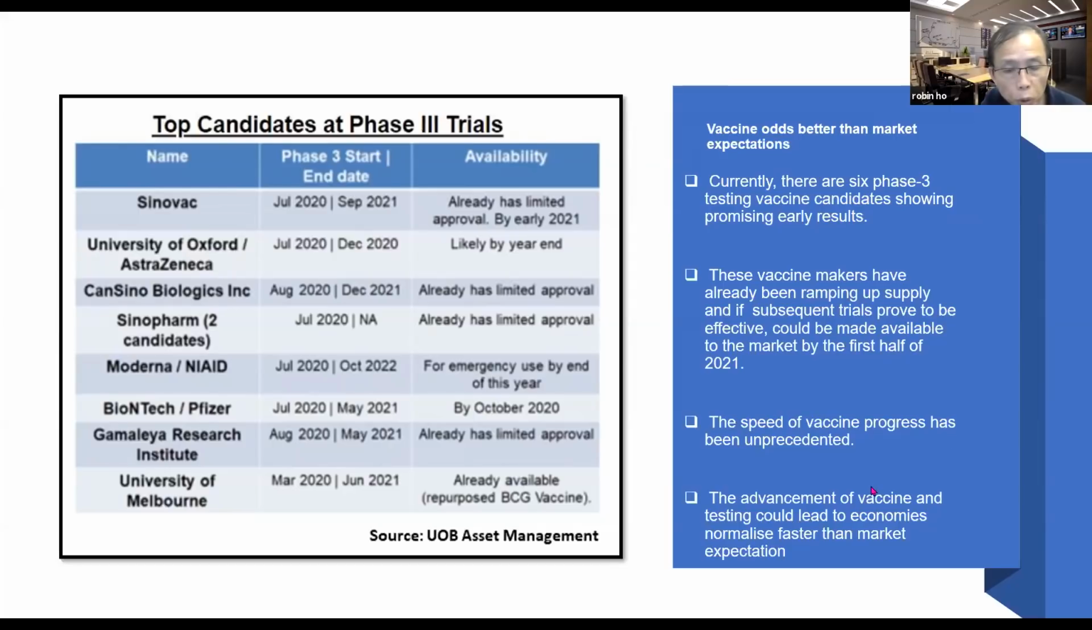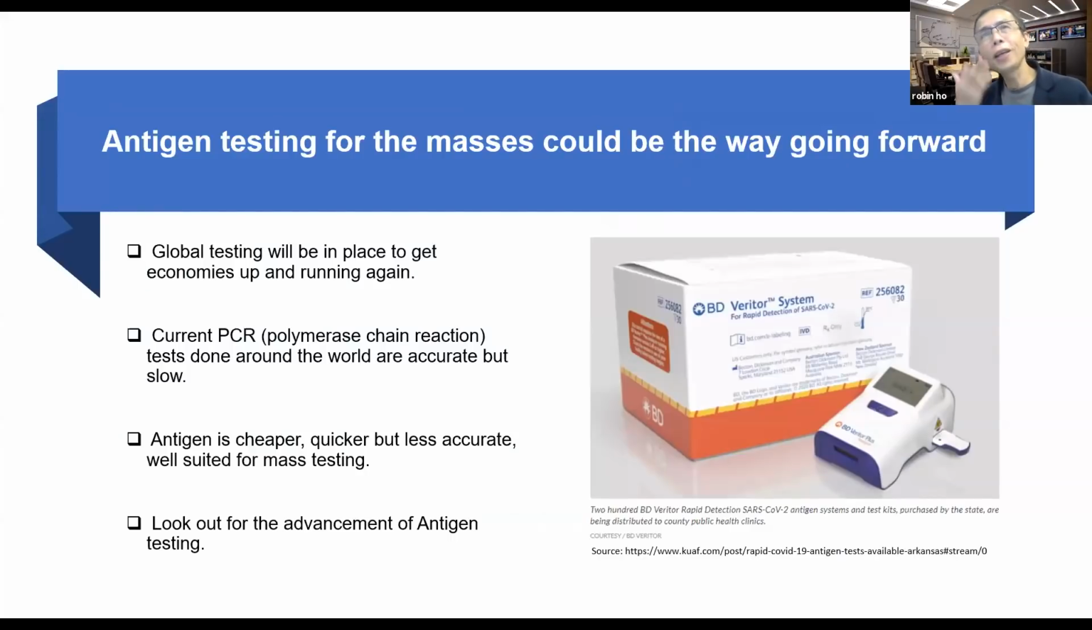So the speed of the vaccine progress is unprecedented. The advancement of vaccine testing could lead the economy to normalize. So expect the economy to normalize faster than expected. And the other thing about normalizing the economy really is not only about the vaccine, it's about testing. The current testing method, which is what we call the polymerase chain reaction system, is a little bit slow. Accurate but slow.